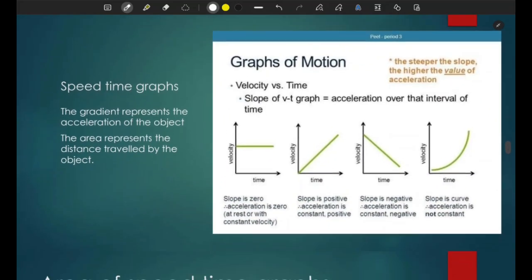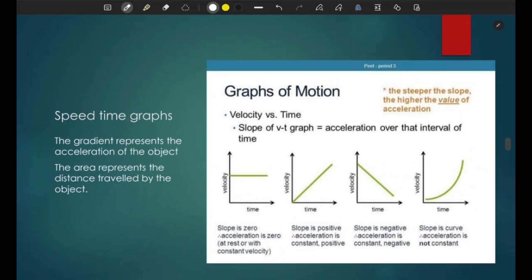Now the next type of graphs is speed time graphs. The gradient of a speed time graph represents the acceleration of the object. So the gradient of a distance time graph is the speed, and the gradient of a speed time graph is the acceleration. And also, we have to consider the area. The area of a distance time graph means nothing, but the area of a speed time graph represents the distance or the total distance traveled by the object.